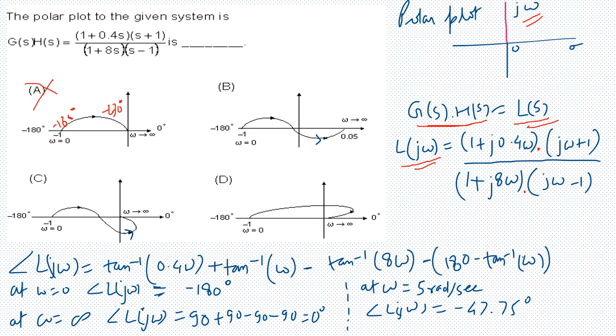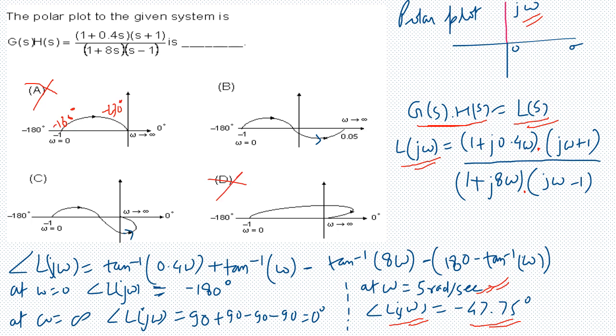so we can discard option A directly. Now we are randomly finding the angle at some frequency. This can be any random process of finding; you can put any random value. At omega equal to 5 radians per second, we get the angle as minus 47.75 degrees. In options B and C you get minus 47 degrees because it lies in the fourth quadrant, but curve D is not lying in the fourth quadrant, so curve D can be discarded. Now we are left only with option B and option C.